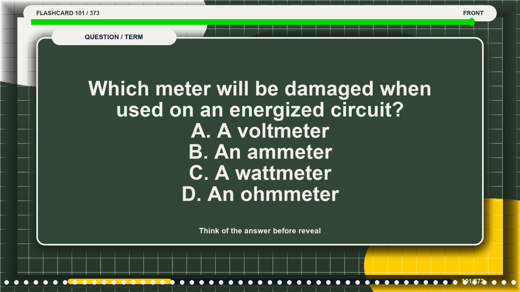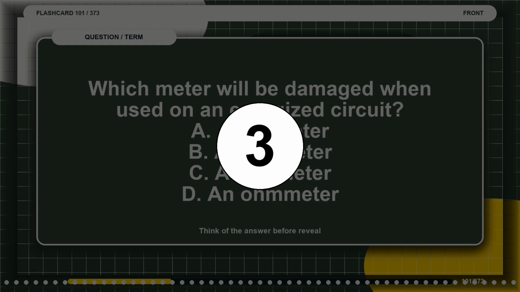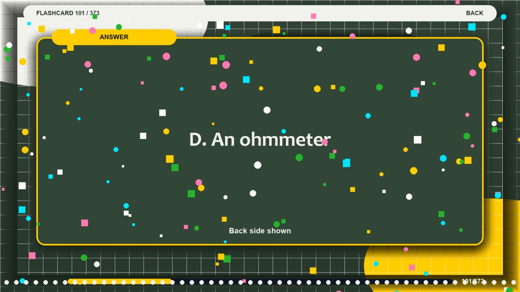Flashcard 101. Which meter will be damaged when used on an energized circuit? A. A voltmeter. B. An ammeter. C. A wattmeter. D. An ohmmeter. Think of the answer before the reveal. The answer is D. An ohmmeter.